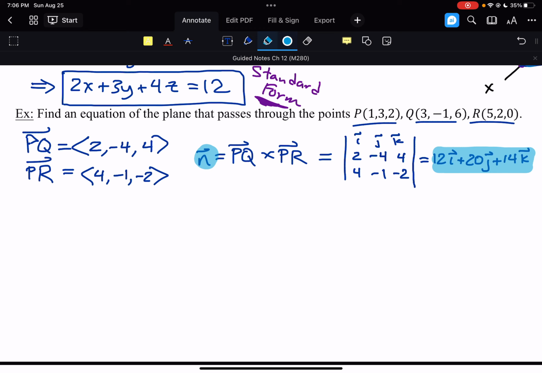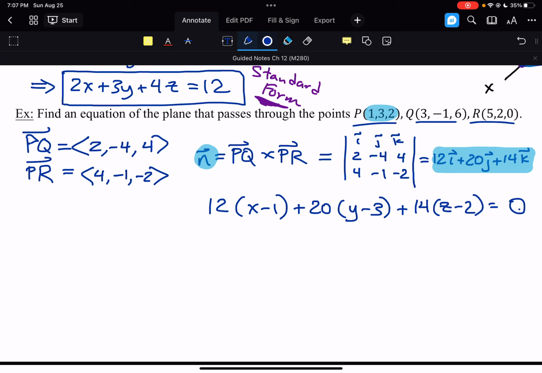And for the equation of the plane, we need the normal vector and a point. We can choose any. I'm just going to pick the first one just because it's the first one. But you could pick any of the points. And we're going to get A times X minus X naught plus B times Y minus Y naught plus C times Z minus Z naught equals 0. So A, B, and C come from the normal vector. X naught, Y naught, Z naught come from the point. So we have 12 times X minus 1 plus 20 times Y minus 3 plus 14 times Z minus 2 equals 0.